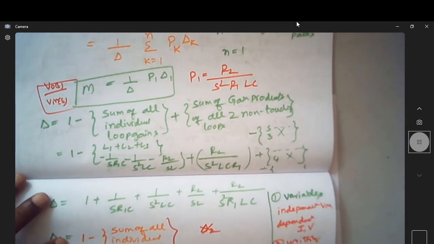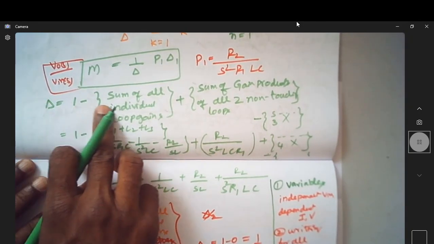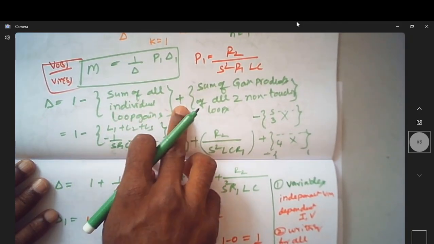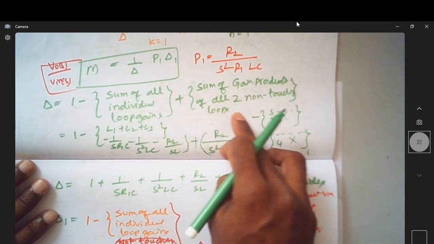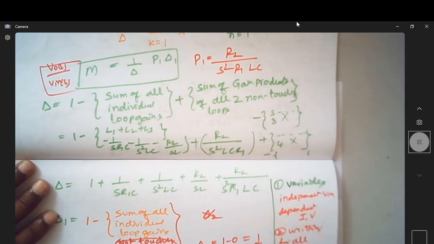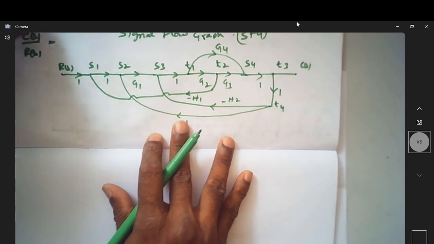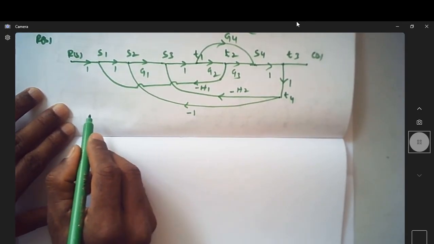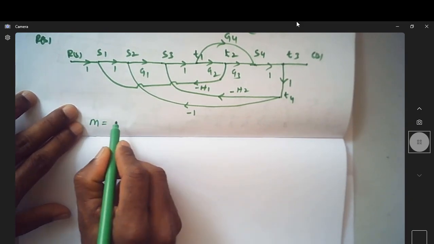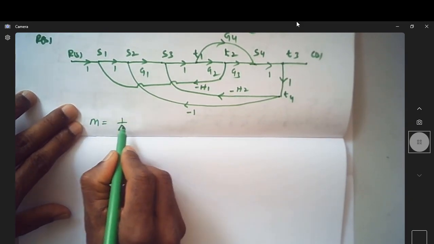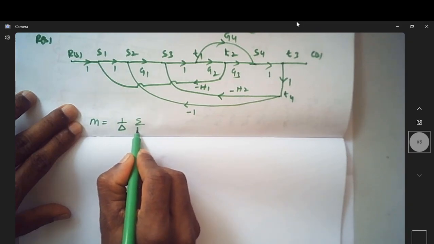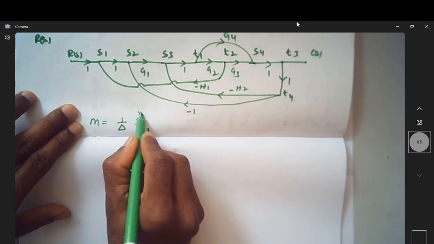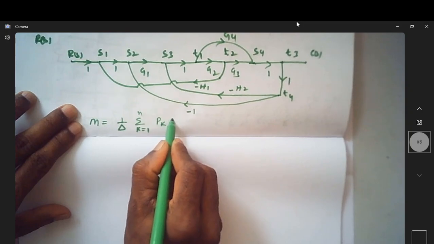So of course, what is delta? Delta is nothing but 1 minus the sum of individual loop gains plus the sum of gain products of all two non-touching loops, and it continues that way. So let us do that over here. Let us find this M, which is given by 1 over delta, summation of k equal to 1 to n, Pk delta k.